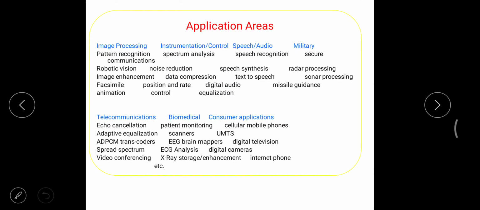In echo cancellations, adaptive equalizations, video conferencing, ECG signals, EEG signals, spatial monitoring, digital TV, cameras, internet phone, for everything we are using DSP. So DSP plays a very vital role in a variety of applications. Okay, a few things I have mentioned here.